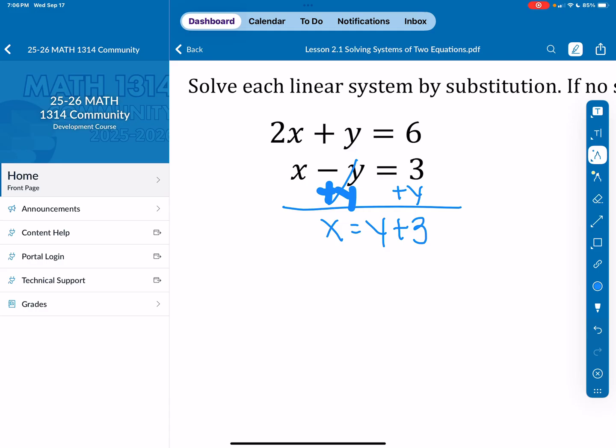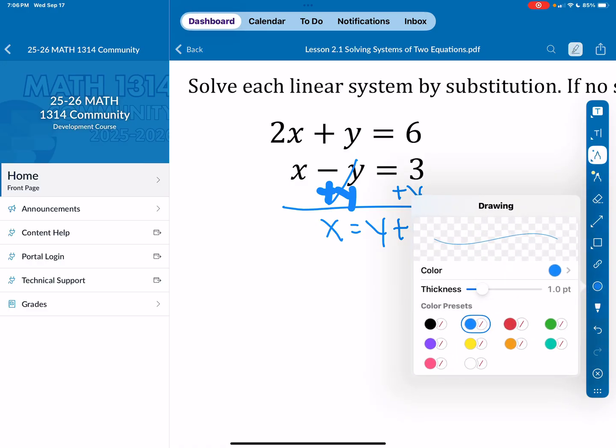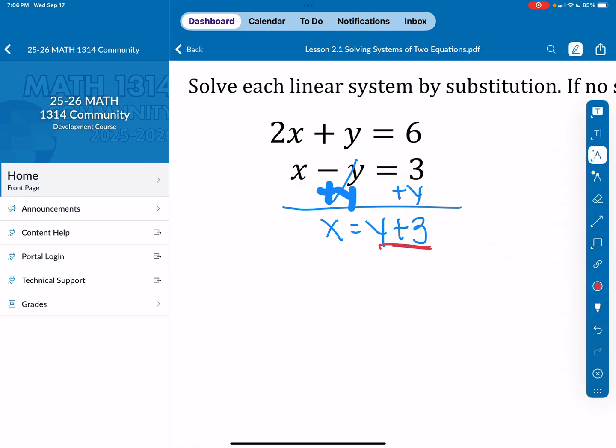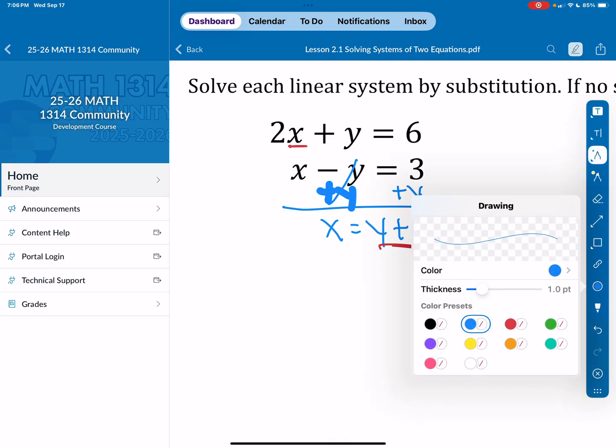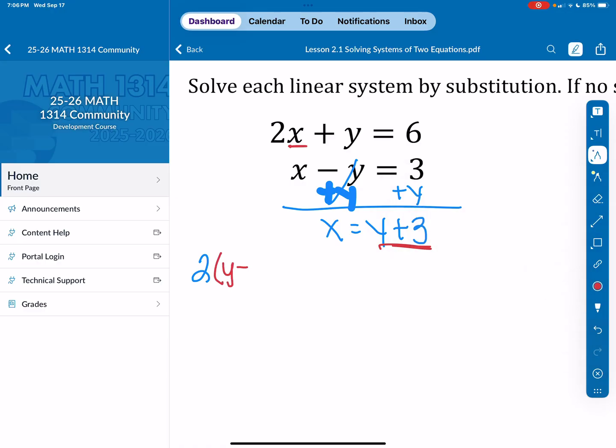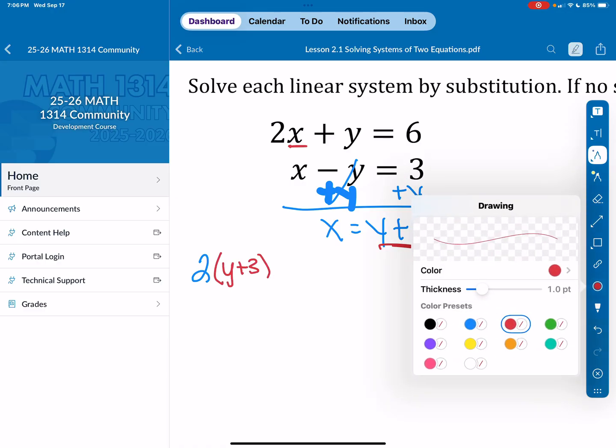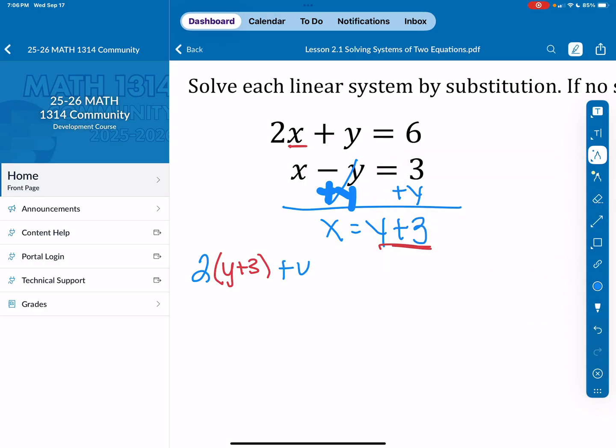Okay, so plus y to both sides. So we get that x equals y plus 3. So now that I have that solved, I can go ahead and plug it into the first equation anywhere I see an x. So I would have this y plus 3. I'm going to plug it in for x. So I would have 2 times (y plus 3) plus y equals 6.